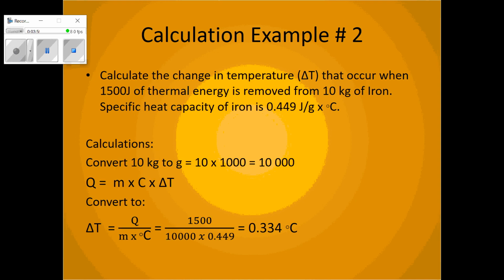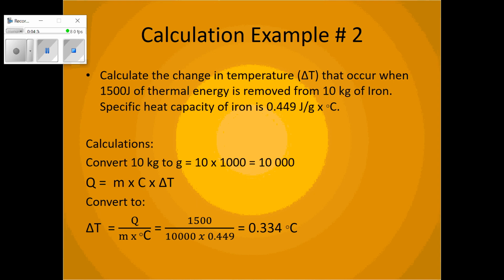Here in example number 2, we have to switch the equation around a little bit because we're trying to find the change in temperature this time. So we need to isolate this. The question asks, calculate the change in temperature that occurs when 1,500 joules of thermal energy is removed from 10 kilos of iron. The specific heat capacity of iron is 0.449 joules per gram per degree.